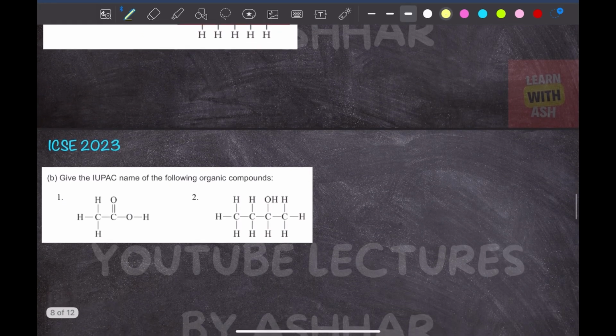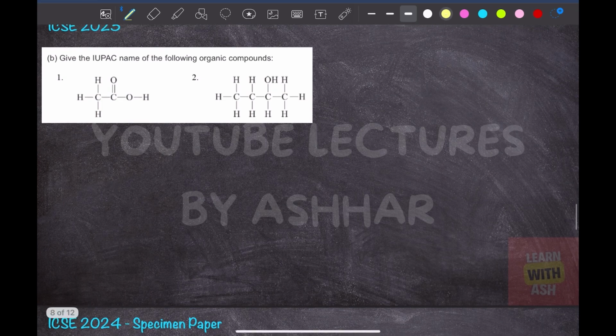Now moving on to 2023 question paper. In this one, this thing might confuse you, but if we look clearly, it is nothing but OH. So that means this whole thing is nothing but carboxylic acid. Okay. Now 1, 2. So the naming for number 1 will be ethanoic acid.